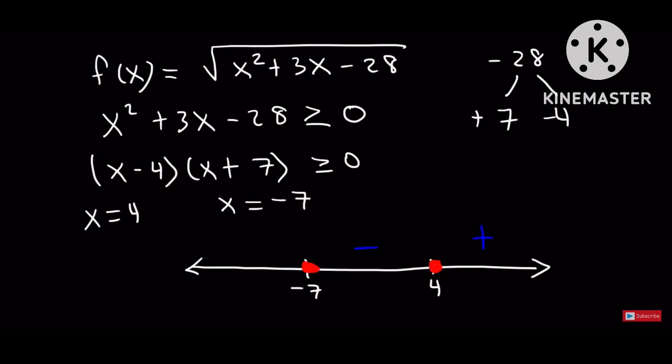Now, if we choose a number that's less than negative 7, like negative 8, negative 8 minus 4 is negative, negative 8 plus 7 is negative. When you multiply two negative numbers, you're going to get a positive result. Now, we can't have any negative numbers inside the square root symbol. So therefore, we're not going to have any solution in that region. So therefore, we should only shade the positive regions.